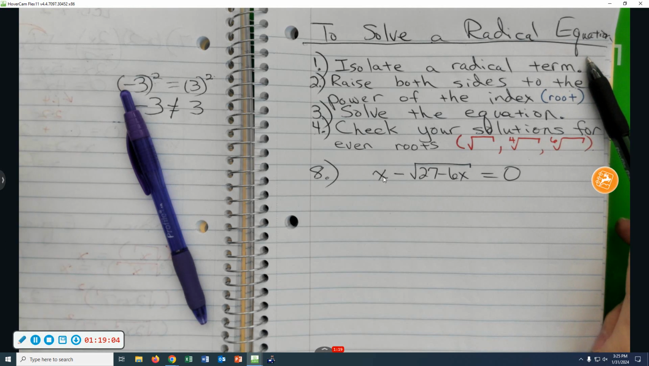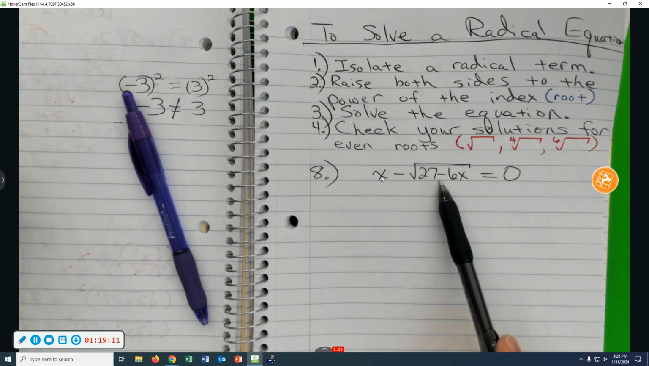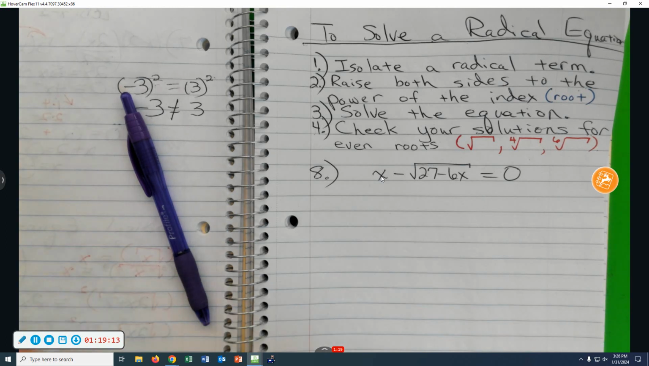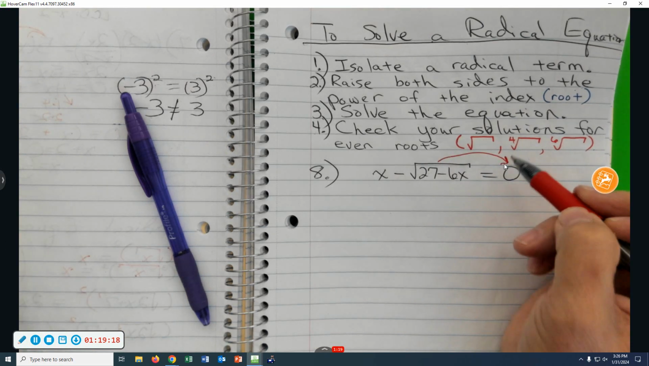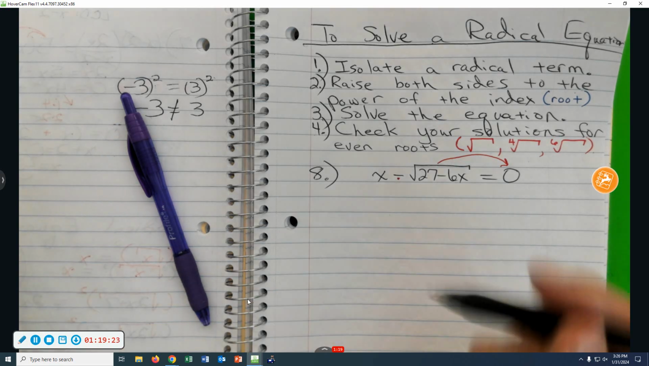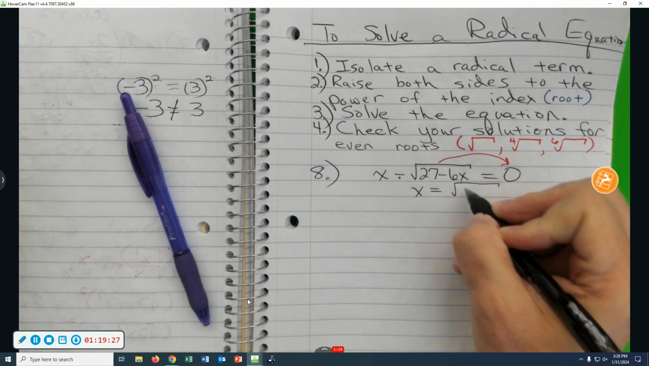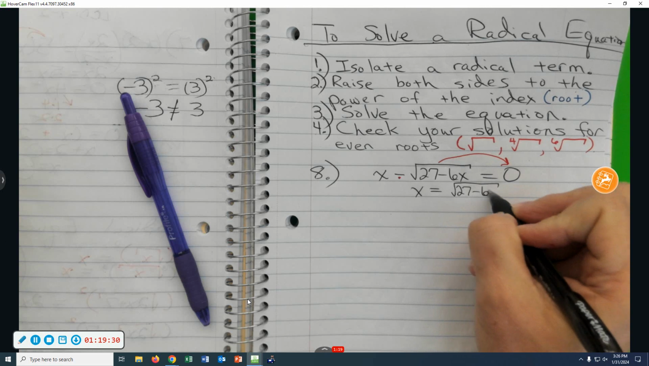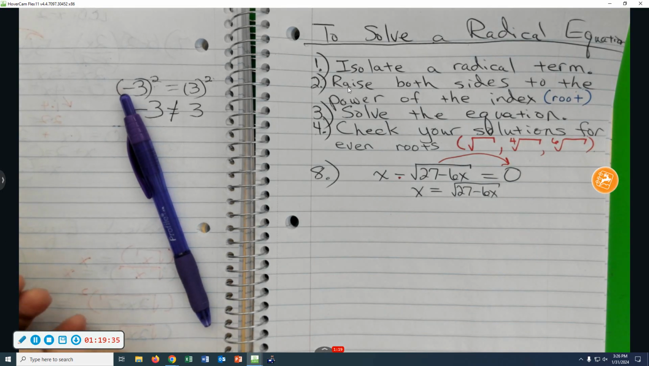First step, we have to isolate a radical term. The only radical term we have is this one here, so we've got to get it by itself. Well, the smart thing to do is to pick up that square root and move it over. That negative will become a positive, so we're just going to have x equals a positive square root of 27 minus 6x. It's a square root, so we're going to have to square both sides.